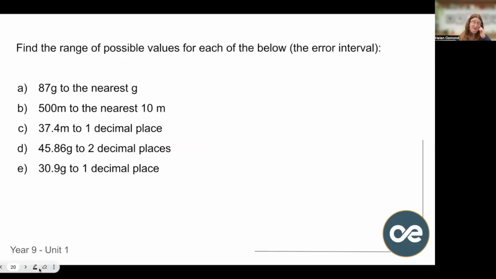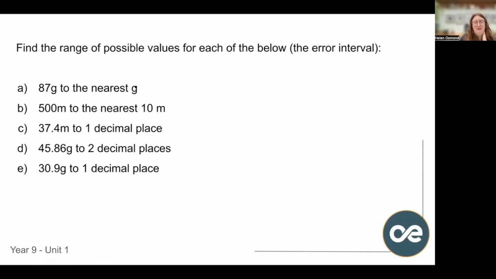So very last bit of today then is to find the range of possible values between these ones. Pause the video if you are happy to charge on. If not, I'll be working through these in a minute. Okay, let's have a go at these then now. Now we're back from the pause and see how we get on.